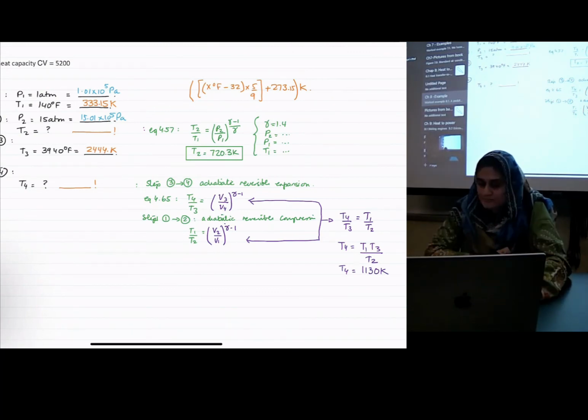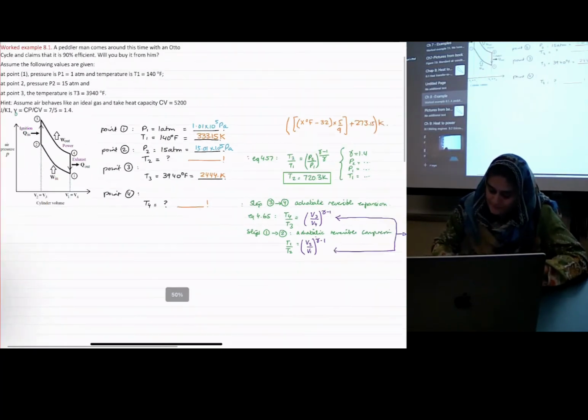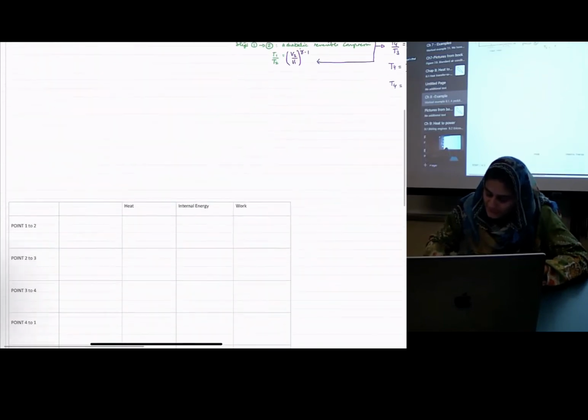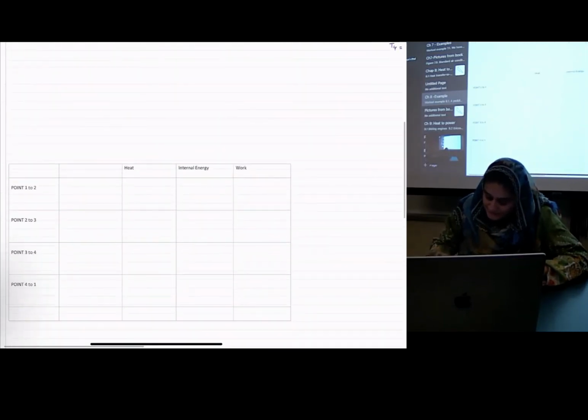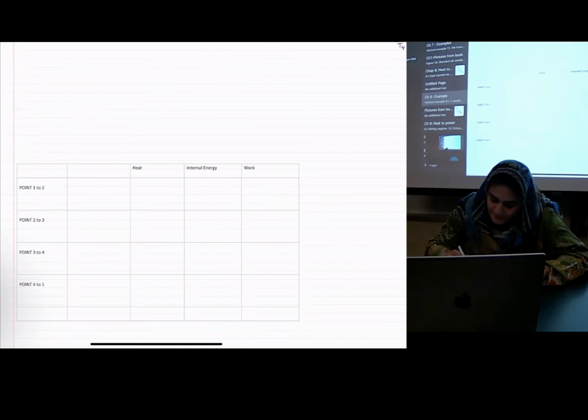Cool. Okay. Now, I have a table. I suggest you guys make this table.